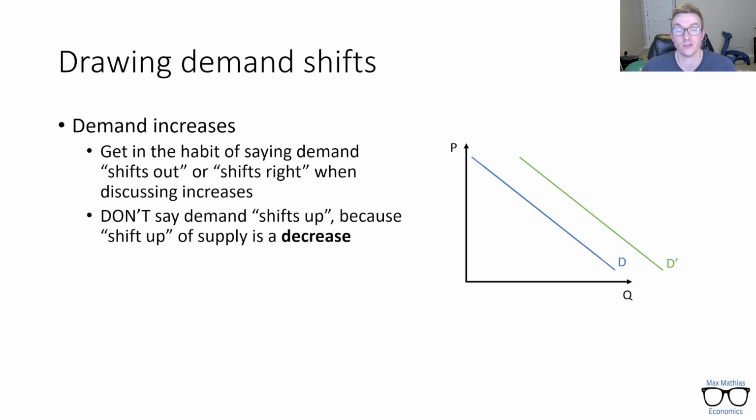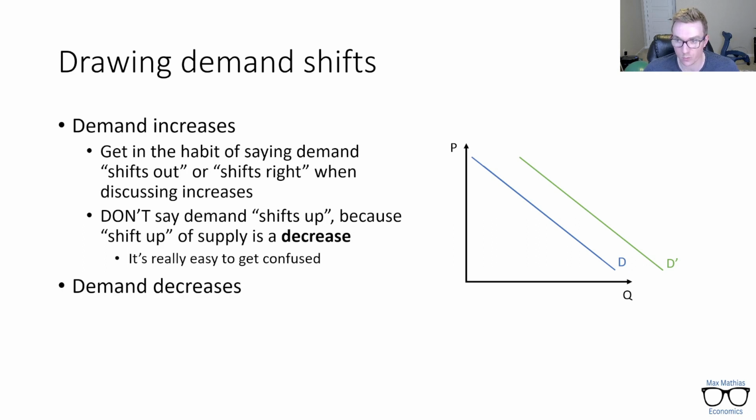But if you're saying shift to the right or shifts out, you'll always be correct whether talking about demand or supply. This is a personal bugaboo of mine, but again, if you get in the habit of saying it shifts to the right when you're talking about demand increases, you're going to be golden. And as I said, it's really easy to get confused, so if you just commit now to saying shifts right, you'll be good.